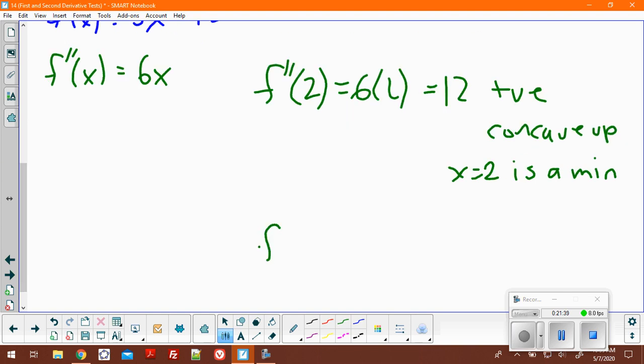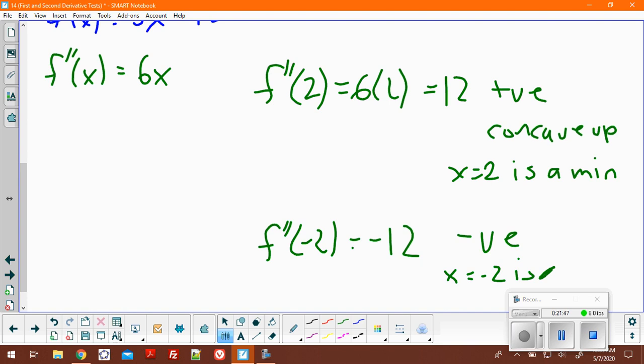Because it's a positive result, it has to be a minimum. Similarly, for f double prime of -2, I'm going to get -12. It's negative, so x equals -2 is a local maximum.